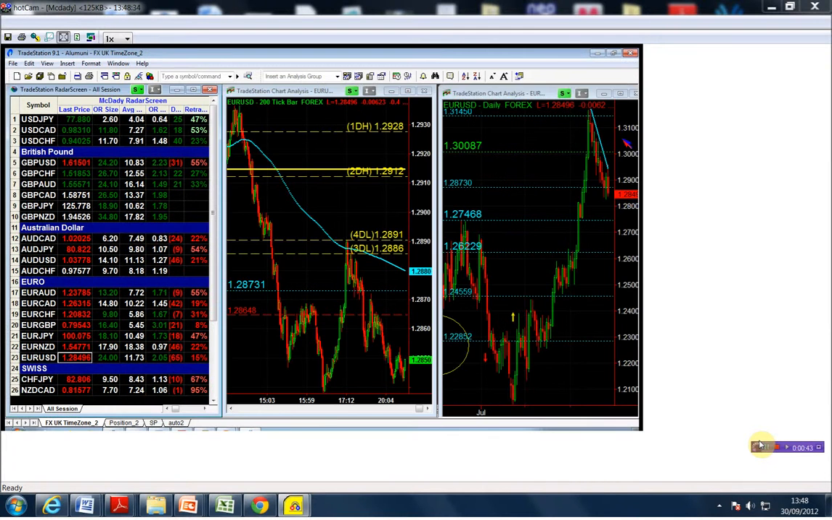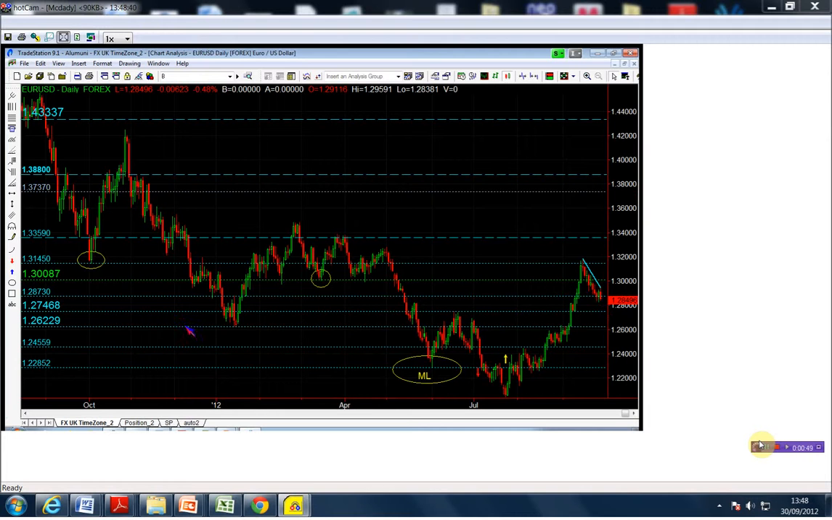And this here is the chart for the euro. As you can see, we have been discussing it, and we closed right below the 128.73, and this is where we are now at 128.49.